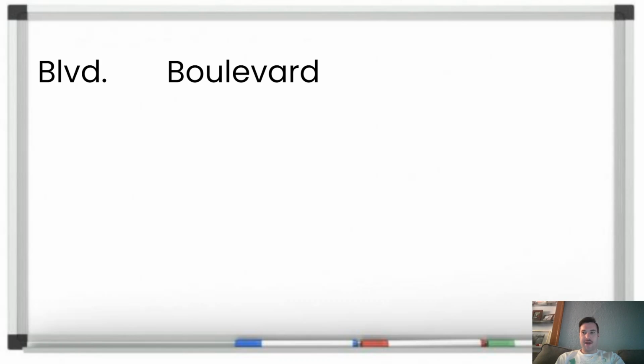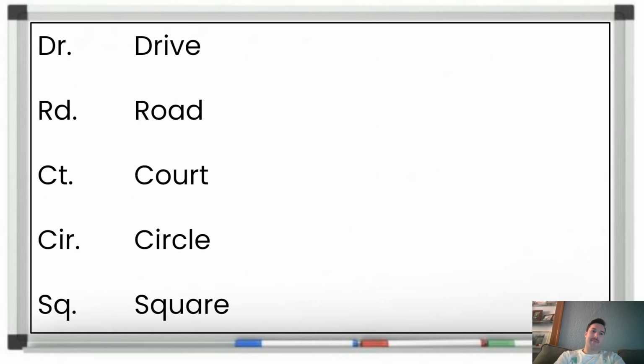So here are some other abbreviations that you might see commonly. Drive is abbreviated to DR. Road is abbreviated to RD. Court is abbreviated to CT. And circle is one of those where we take the first three letters, CIR, so circle is abbreviated that way, and square is abbreviated SQ. So these are all types of different roads and things like that. A lot of these abbreviations are common when you're talking about roads and signs and directions and things like that.